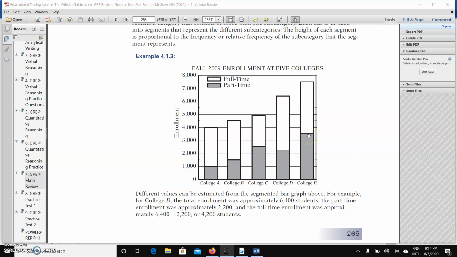Then the last one here, let's look at it. The full-time, look at the box. As I told you, this is the part-time. Part-time is shaded. So the shaded one is, let me check, about 3,500. That's for the part-time. Then for the full-time, this one is the white one. The total here is around 7,500. So 7,500 minus 3,500 gives you the number of full-time students.